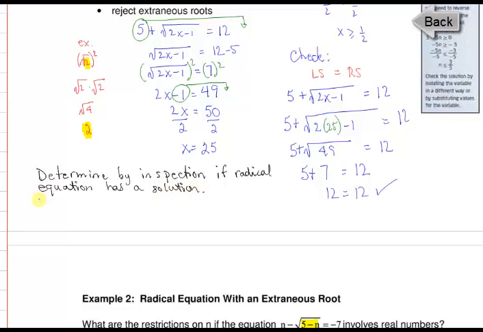Okay, so the very first step that you have to do in order to use this method of inspection is to isolate the radical. And then what you're going to do is compare the signs of the radical on one side and the number on the other side of the equation. So we're going to compare signs.